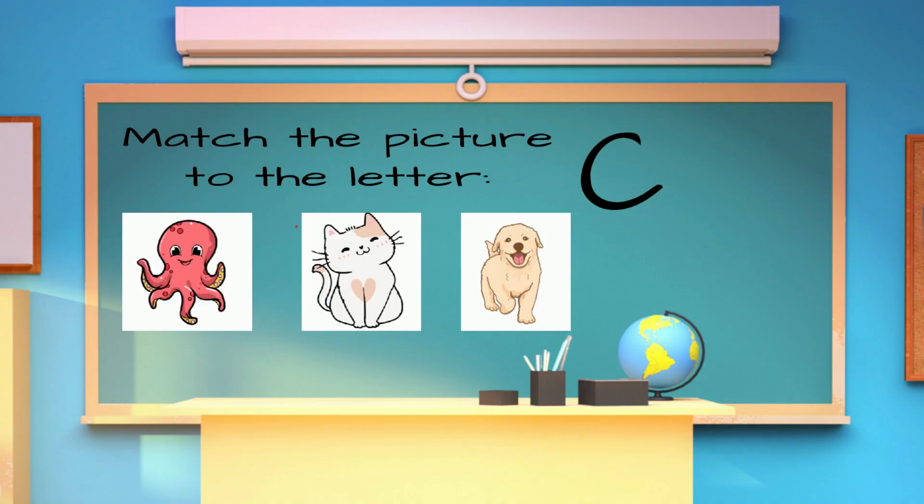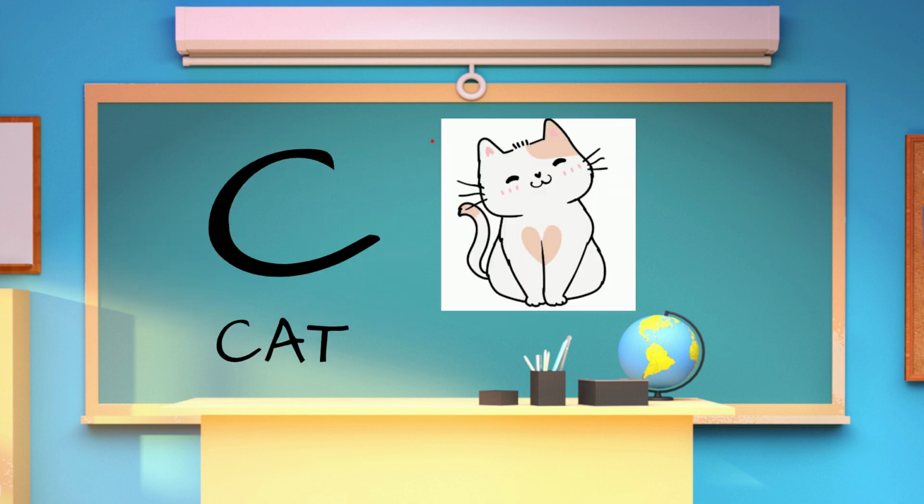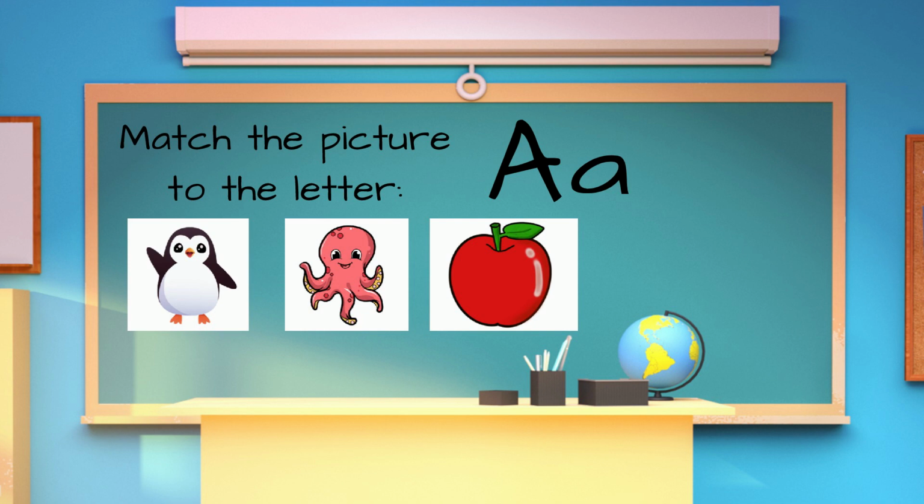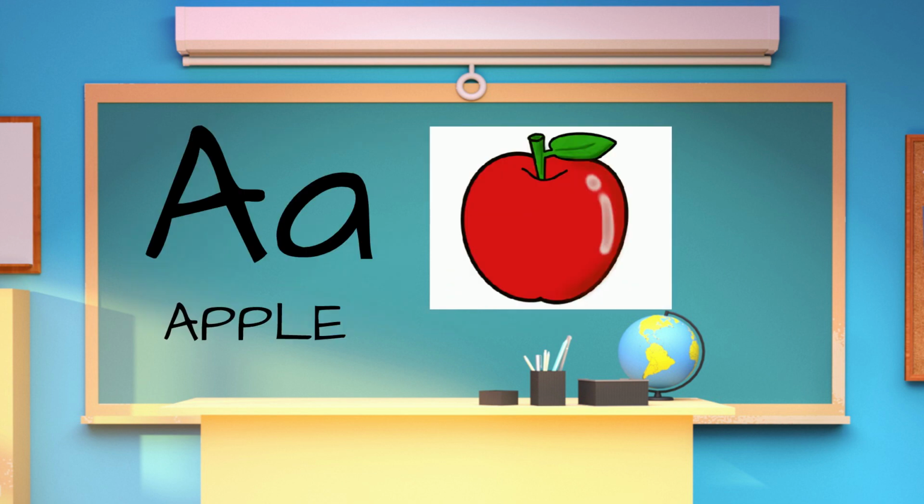Match the picture to the letter. C is for cat. Did you get it? Don't worry if not, just keep practicing. Let's try another one. Match the picture to the letter. Did you get it? The answer is apple.